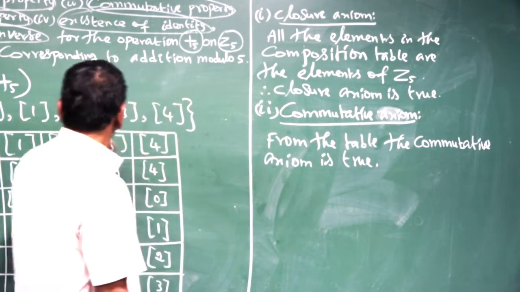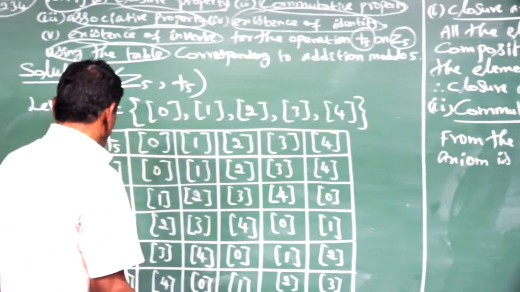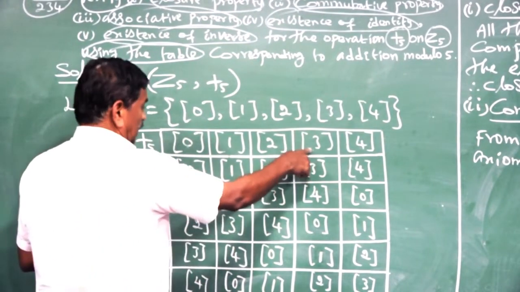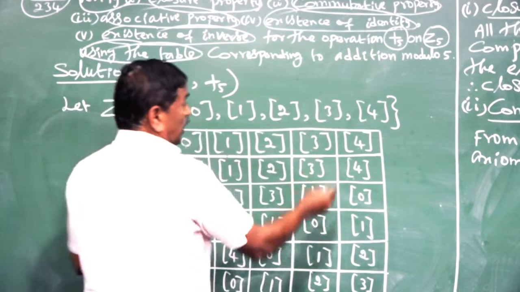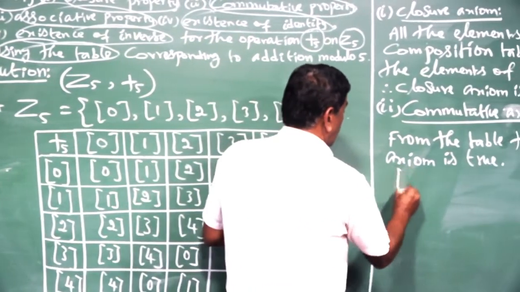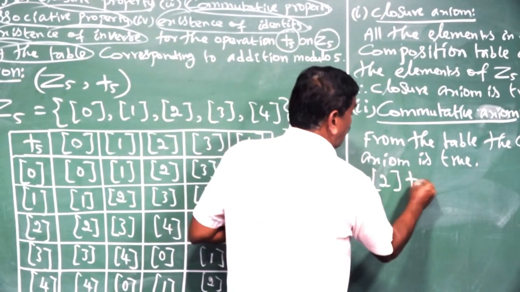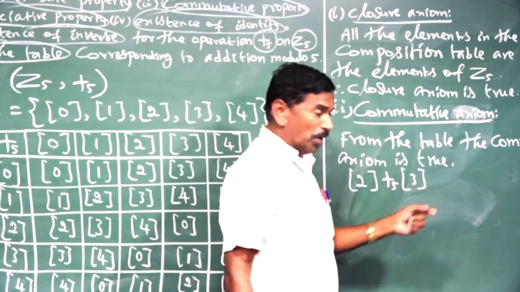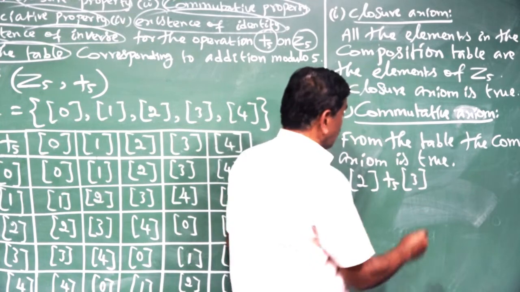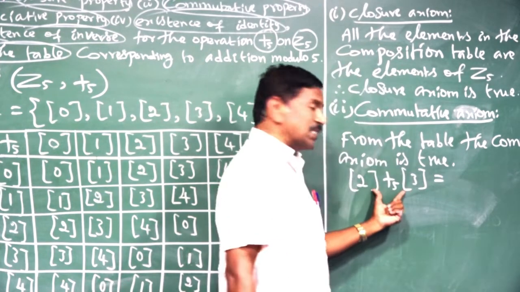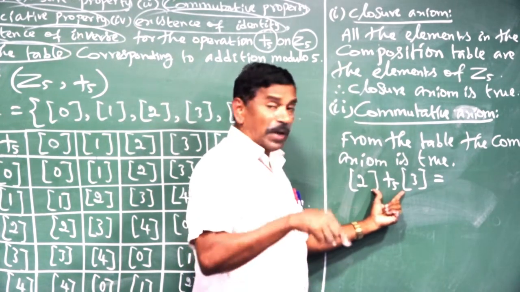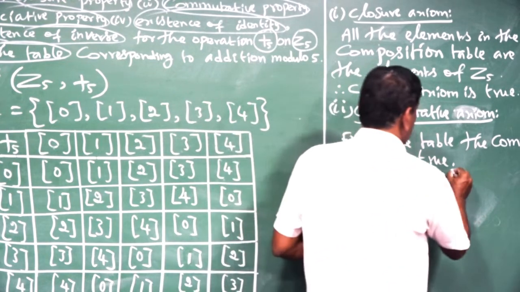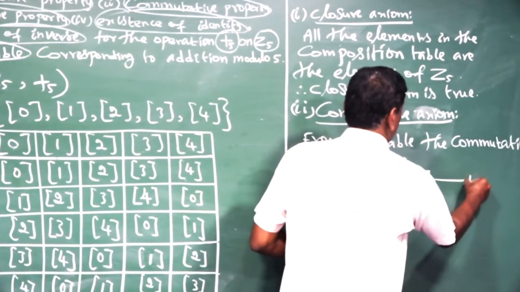Say for example, from the table, suppose 2 plus 3 you take. That is, for example, 2 addition modulo 5, 3. Okay, for our convenience, we are selecting any two elements. 2 plus 3 equal to 5. And 5 minus 5 equal to 0. So 0 will be the answer. Let it be the first equation.